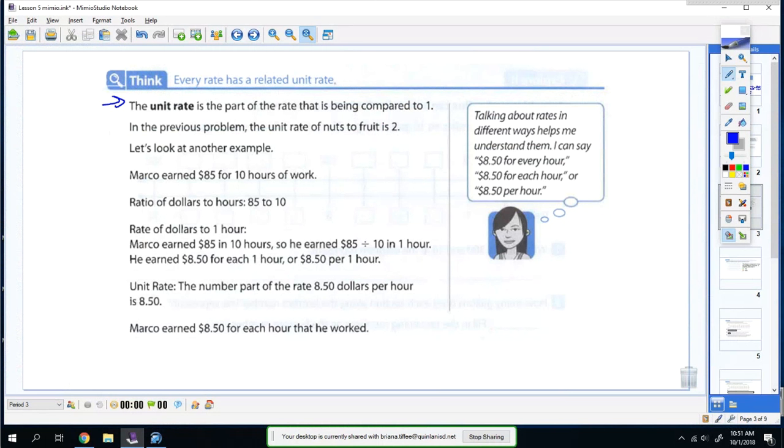Look at another example. Marco earned $85 for 10 hours of work. Ratio of dollars to hours is 85 to 10. So your ratio is 85 over 10, which is 8.5 for 1. So for every $85, he worked 10 hours. So it means for $8.5, he works 1 hour.